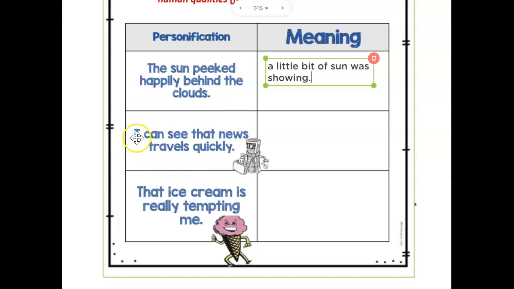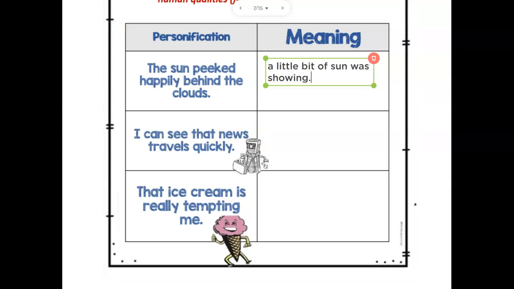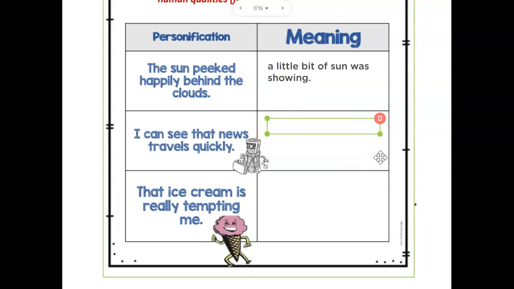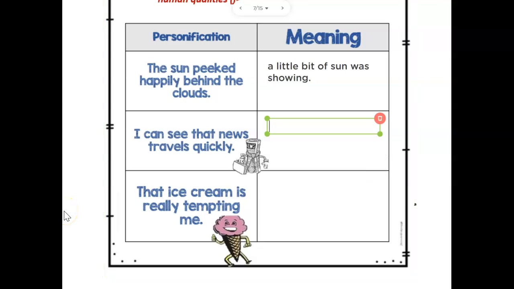Our second example says, I can see that news travels quickly. That doesn't mean that a newspaper has a briefcase and is moving really fast. The news, the object, travels. That's something that humans can do. This really means that people share news quickly.